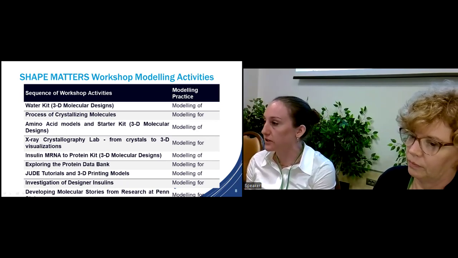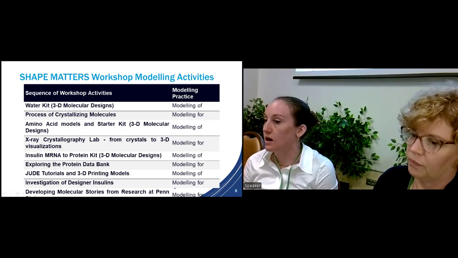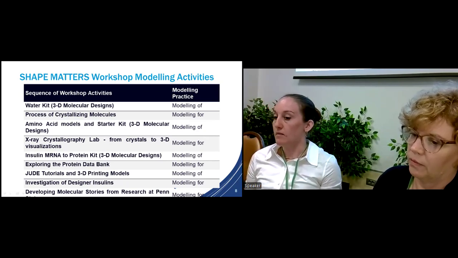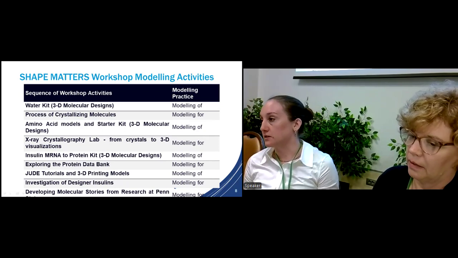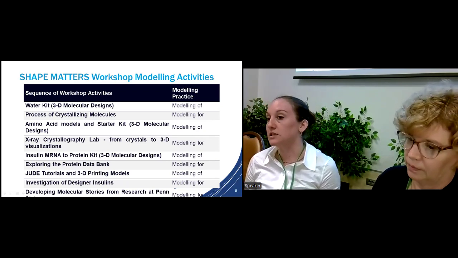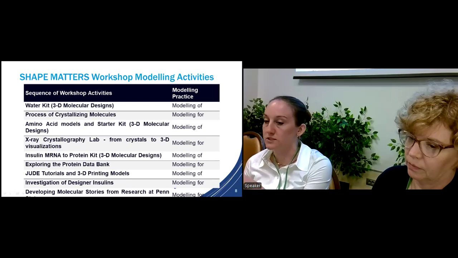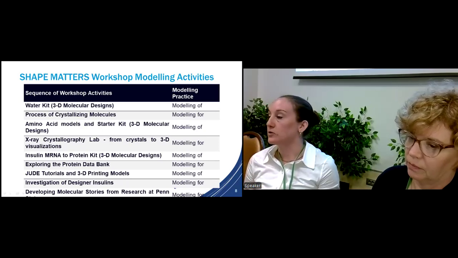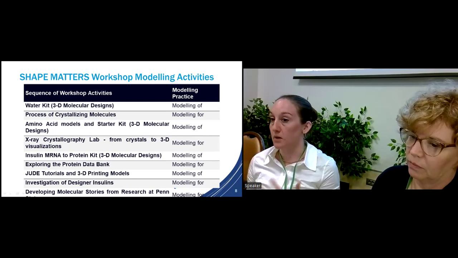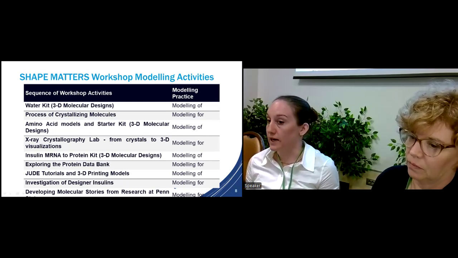So we were using their modeling kits. A lot of the time they're foam pieces that help to depict molecular processes, from a company called 3D Molecular Designs, to help build their content knowledge, in addition to using some molecular visualization software online where they did some guided tutorials to help build their knowledge and confidence of modeling in molecular biology.